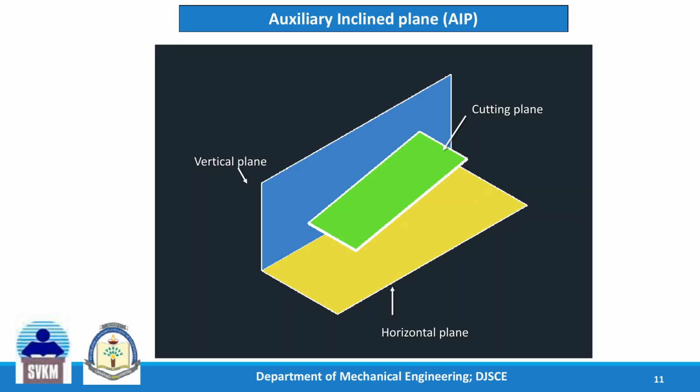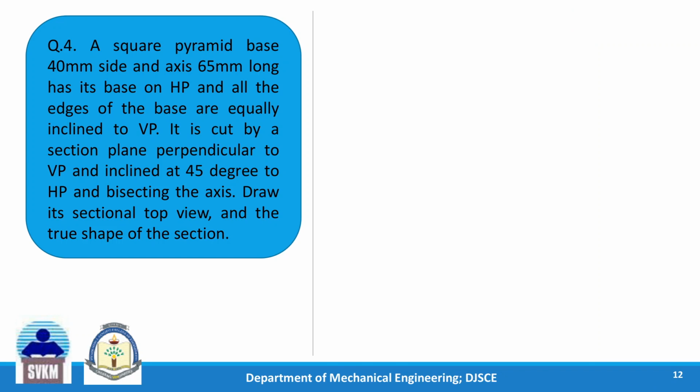So it is called an auxiliary inclined plane. This is also called the auxiliary inclined plane because with respect to VP it is still 90 degrees. So the plane is perpendicular to VP but inclined to HP. This is called an auxiliary inclined plane. The cutting plane is an auxiliary inclined plane. Now let us see the examples for this.